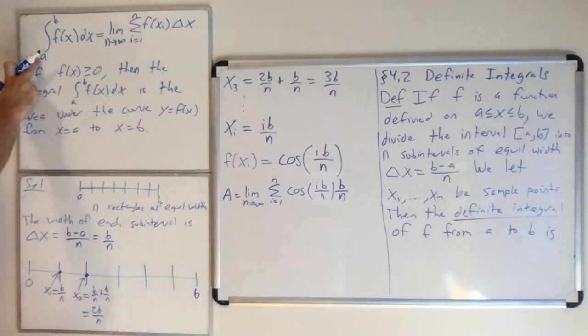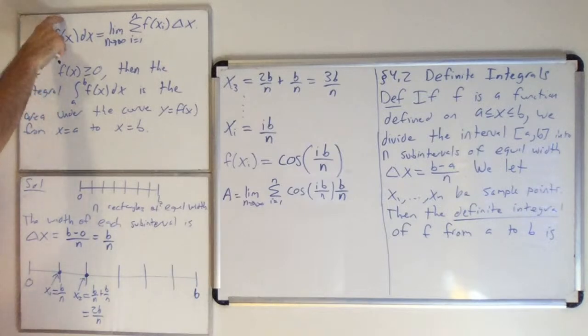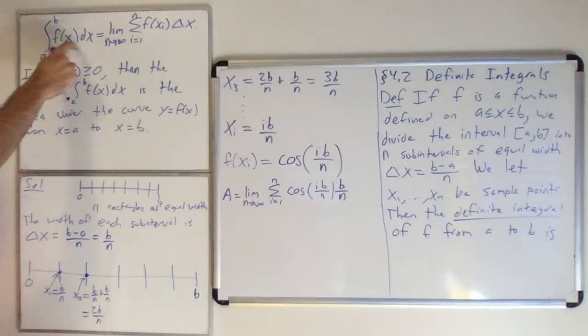So the bits that we'll have to fill in are the left endpoint, the lower bound of our interval, the upper bound of our interval, and the function. The squiggly sign and the dx will stay there every time.